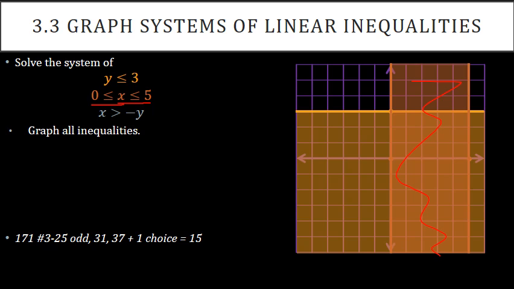The last one, if we solve it for y, we'll divide by the negative 1, which means we have to flip the inequality, and then rewrite it. So it's y is greater than negative x. So the y-intercept is 0. Okay. Slope is negative 1, so I go down 1 over 1, and it'll be a dotted line.